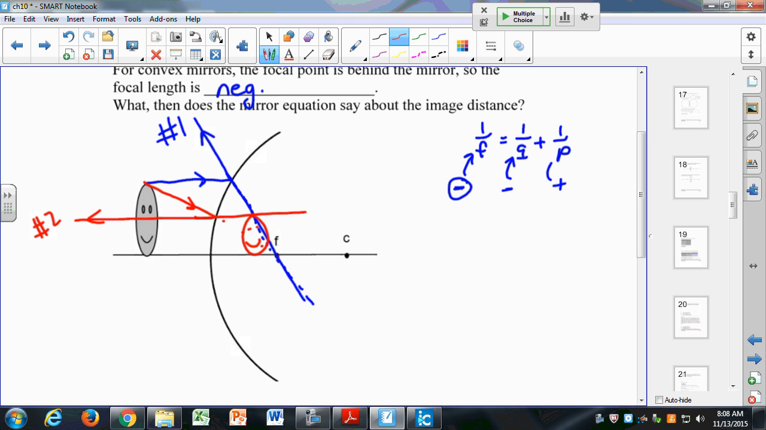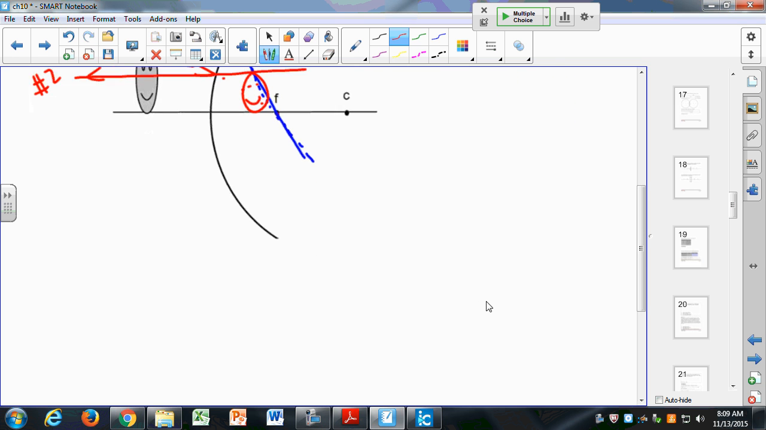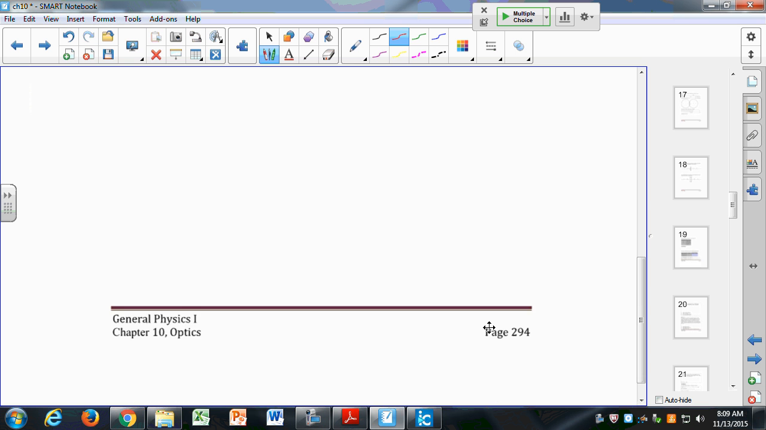Know what types of images are formed by what types of mirrors and in what type of orientation. You will see very similar things for lenses. They work in a very similar way. All right.